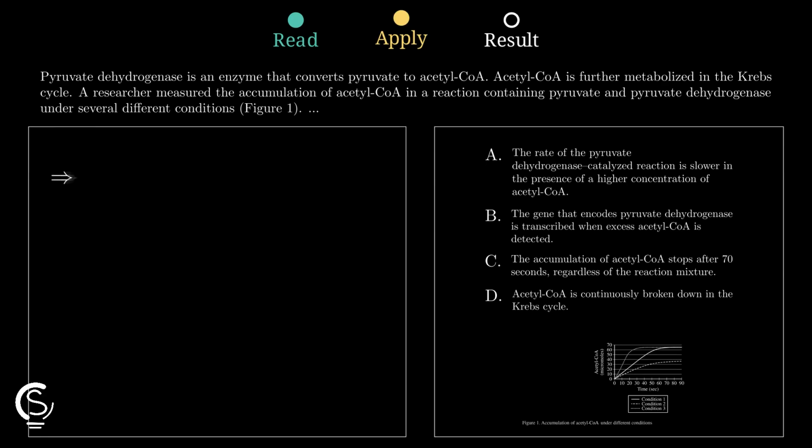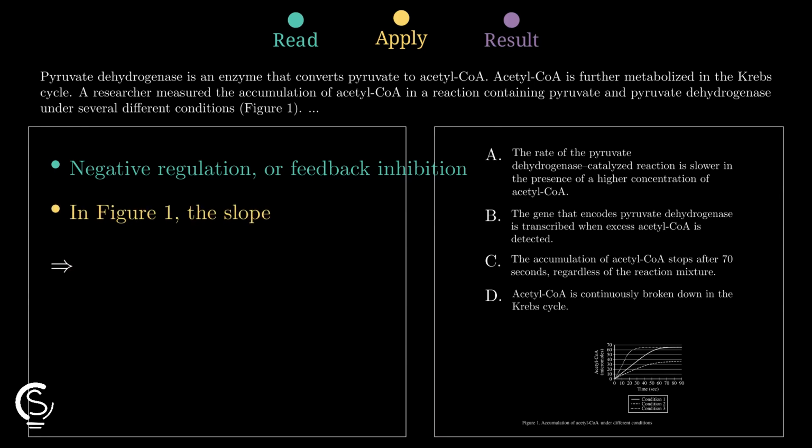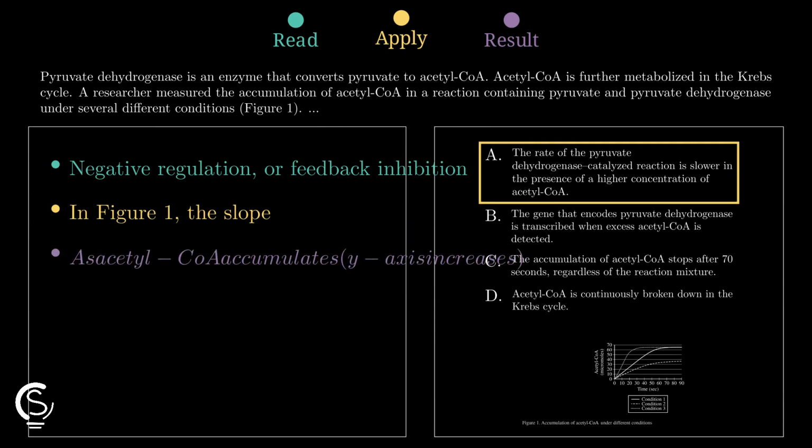In Figure 1, the slope of each line represents the reaction rate. If negative regulation is happening, a higher concentration of the product must result in a much flatter, slower slope. As acetyl-CoA accumulates and the y-axis increases, the rate of the reaction clearly drops. This direct relationship proves that the product inhibits the enzyme.